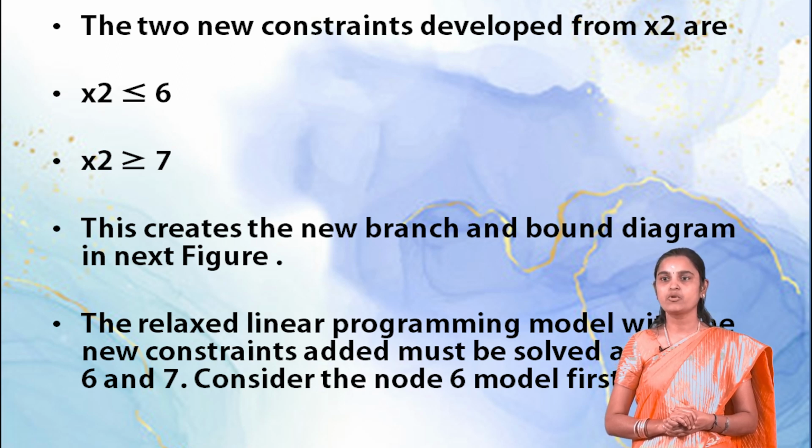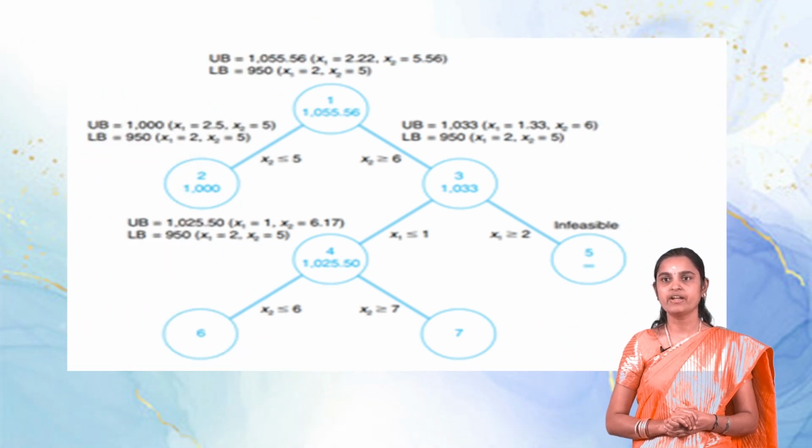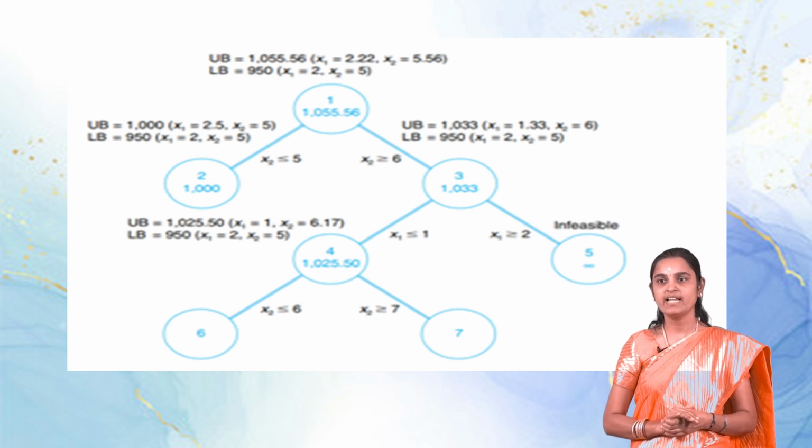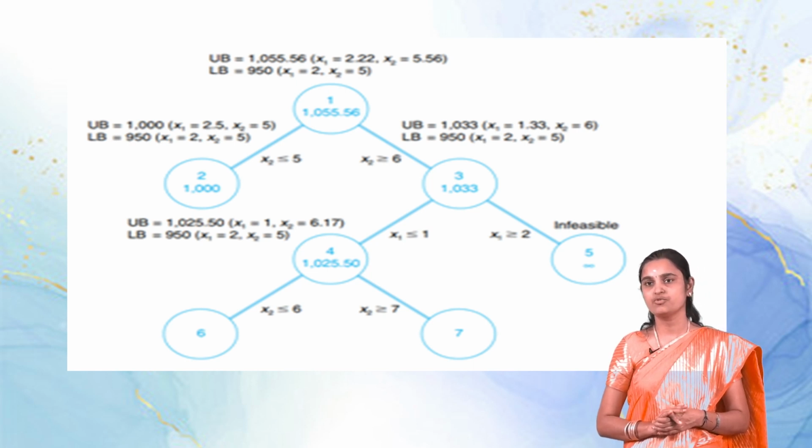The last linear programming model with the new constraints added must be solved at nodes 6 and 7. Consider the node 6 model first. So UB equal to 1055.56, x1 equal to 2.22, x2 equal to 5.56, which is what we started with in the beginning, node 1. Node 1 branches to 2 and 3. Node 3 branches to 4 and 5, where 5 is an infeasible solution. Now node 4 branches into 6 and 7: x2 less than or equal to 6 and x2 greater than or equal to 7. These are the two nodes.